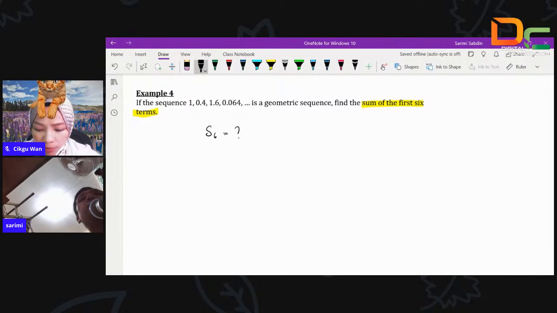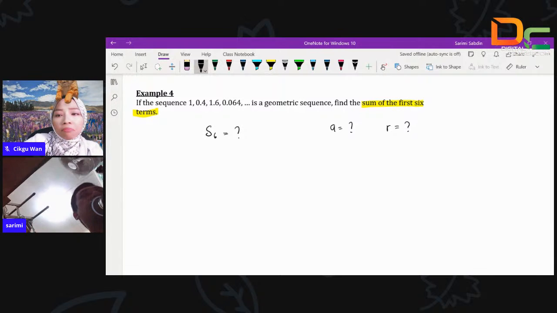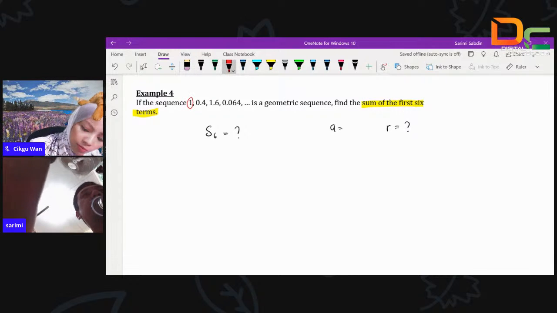Alright, so tak kira lah untuk Tn ke Sn kita mesti ada 3 maklumat ni lah. Okay, kita ada A dan R, 2 ni sangat penting lah. The first term and the common ratio. Alright, so to find the sum of the first 6 terms, we need to find A and R first. A is very simple because we can just take from the sequence, the first term is 1, so A is equal to 1.